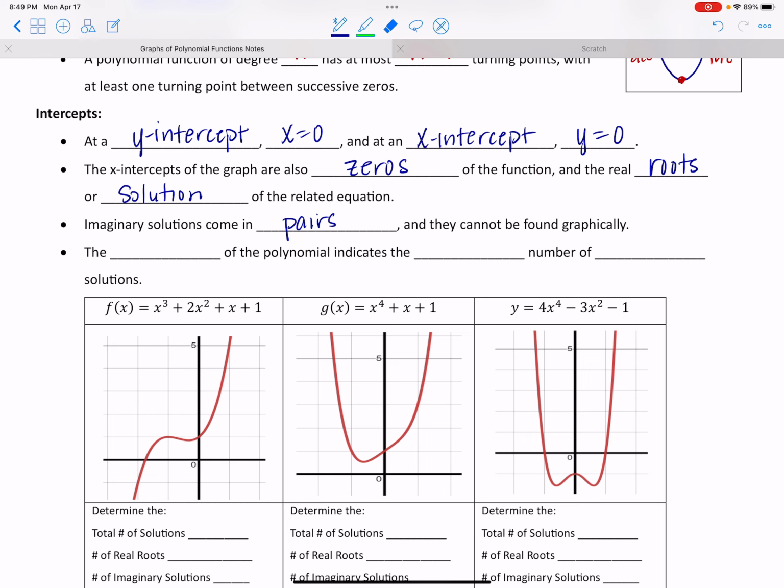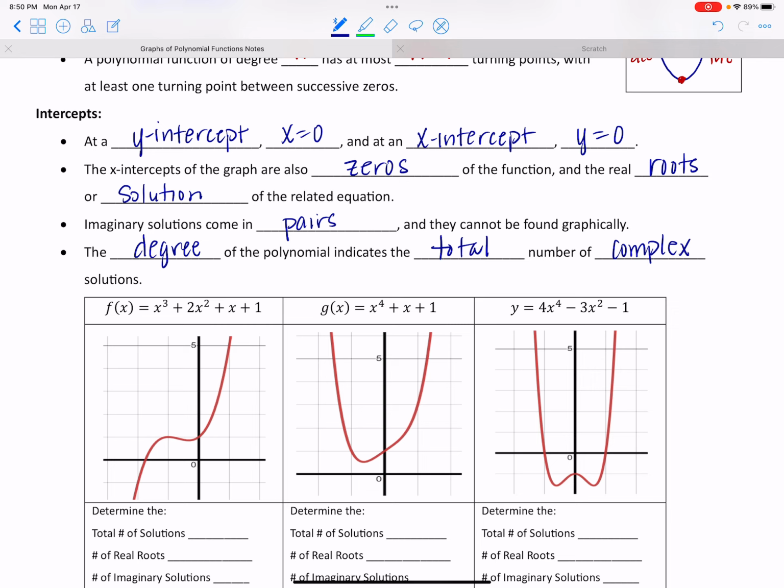So the real solutions to our equation do translate into x-intercepts. The imaginary solutions to our equations do not translate into x-intercepts. They cannot be found graphically. And then also, if I need to know the total number of solutions, that's indicated by the degree. I put the wrong word here. The degree of our polynomial tells us the total number of solutions that are going to be possible. But remember, those are complex solutions.